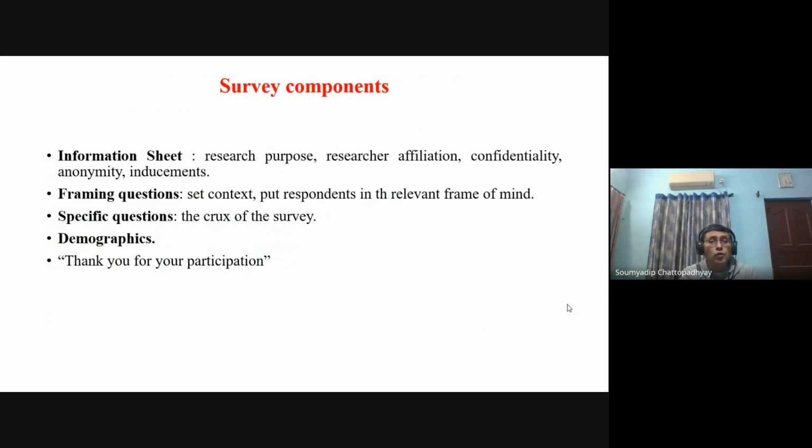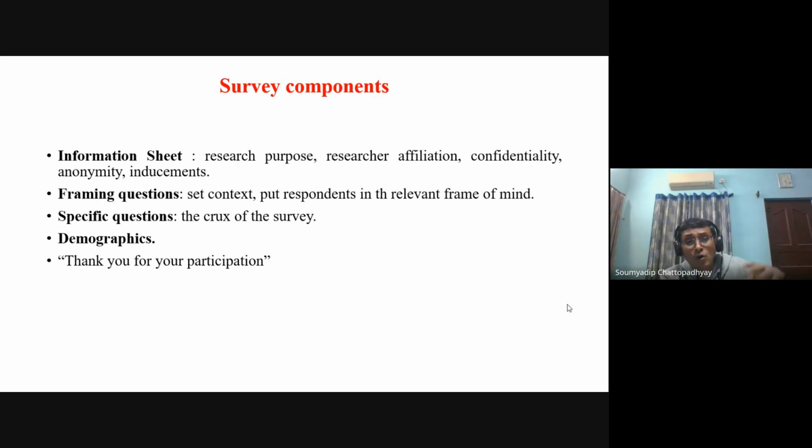Then what are the survey components? That means in a particular questionnaire, you can think of these broad guidelines, and along them, one can think of framing the different questions. First, the information sheet, where you should clearly specify the research purpose, researcher affiliation, confidentiality, anonymity, inducements, etc. And then you have to frame the questions, which are basically the crux of the survey. Also, you need to collect information on the basic demography of the respondents.